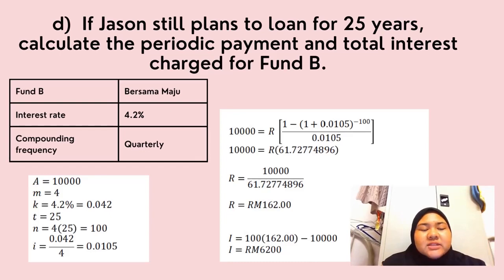Next, I will be explaining question D. If Jason still plans to loan for 25 years, calculate the periodic payment and total interest charged for Fund B. For Fund B, the interest rate is 4.2%. The compounding frequency is quarterly.